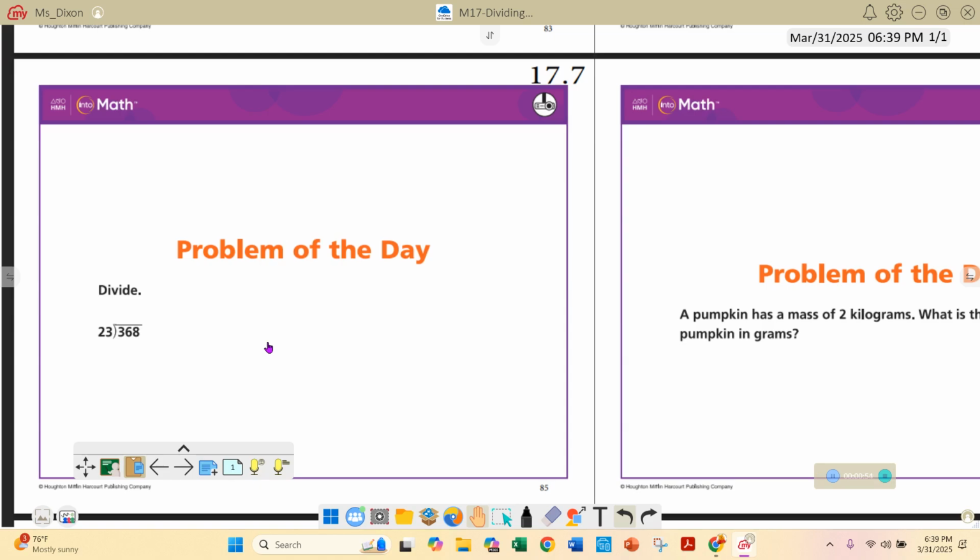17.7, the final lesson before we get ready to take our math test on Thursday, where we are going to be looking at dividing decimals. I did talk to some of y'all yesterday, and I'm going to talk to some other students this morning about how they're feeling before we take our test. We are going to go over our study guide tomorrow, and the test will be on Thursday.